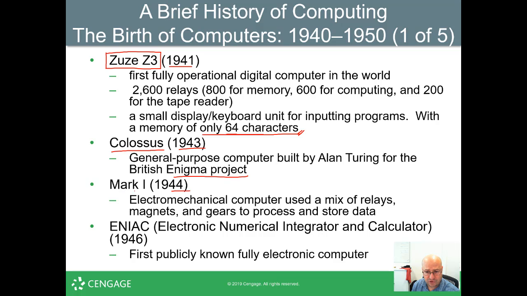Later, in 1944, there was Mark I, an electromechanical computer that used a mix of relays, magnets, and gears to process and store data. This is now in America. The Mark I is an American computer. And the ENIAC, the Electronic Numerical Integrator and Calculator, appeared in 1946. It was the first publicly known fully electronic computer.